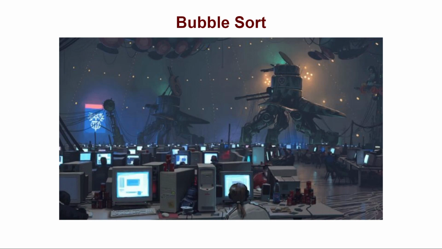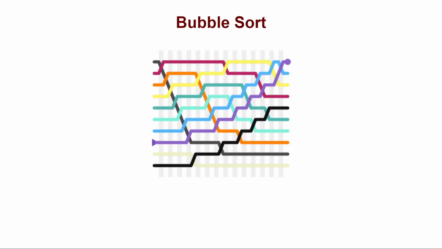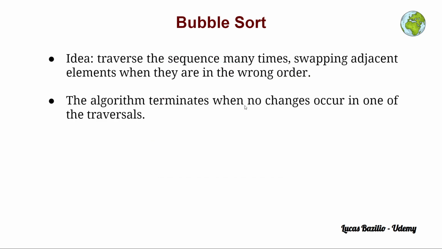Hey everyone, in this lesson we are going to study the bubble sort algorithm for sorting elements in a sequence. Bubble sort is a simple sorting algorithm that repeatedly steps through the input list element by element, comparing the current element with the one after it, swapping their values if needed. The algorithm will finish when no changes occur in one of the steps.